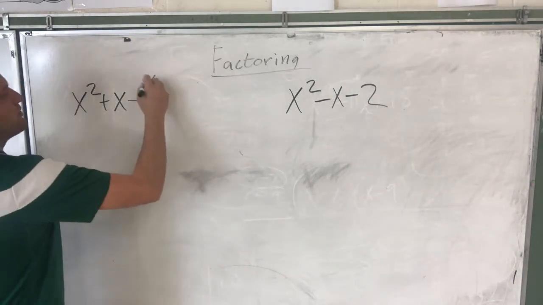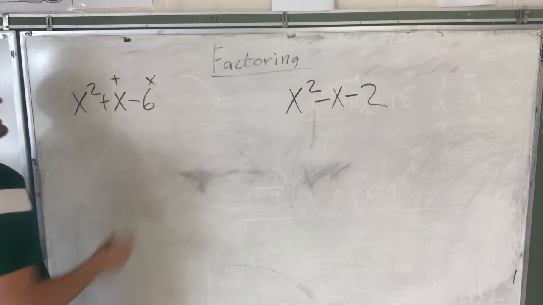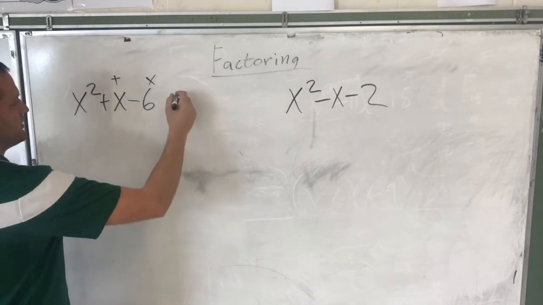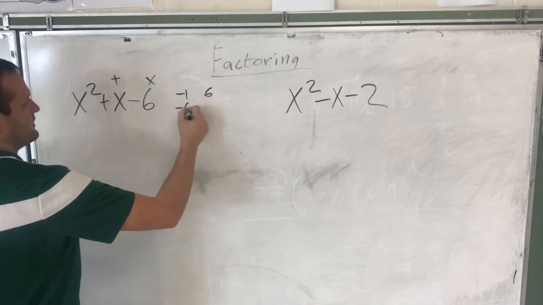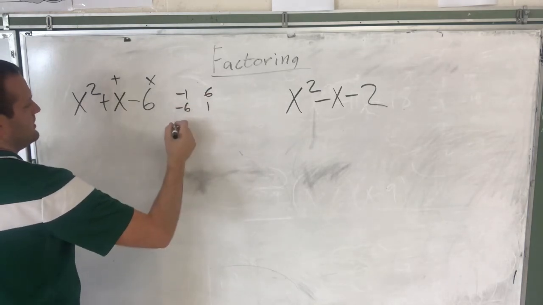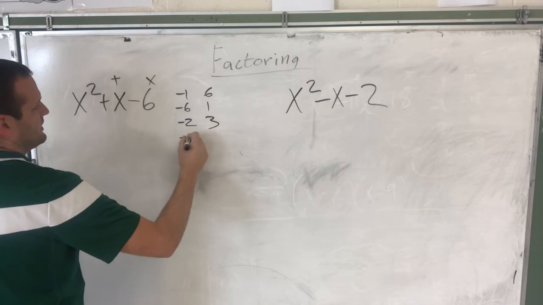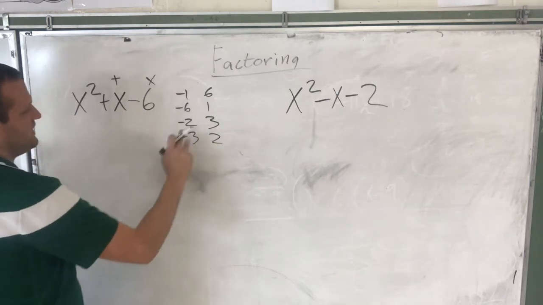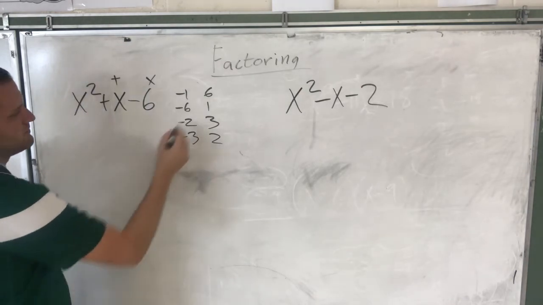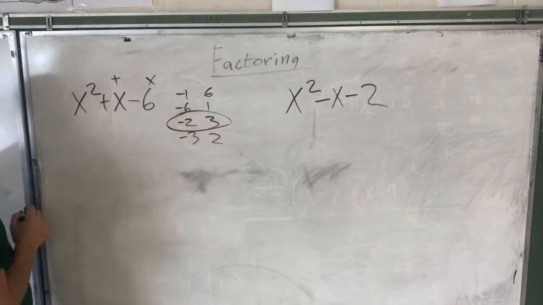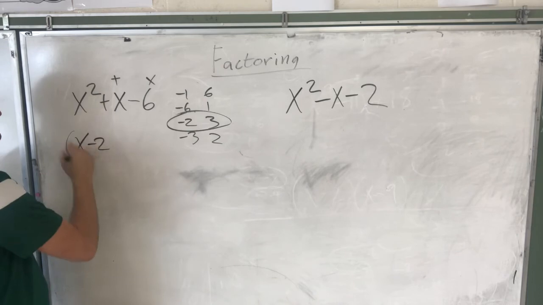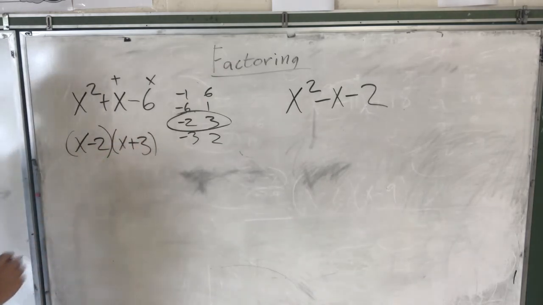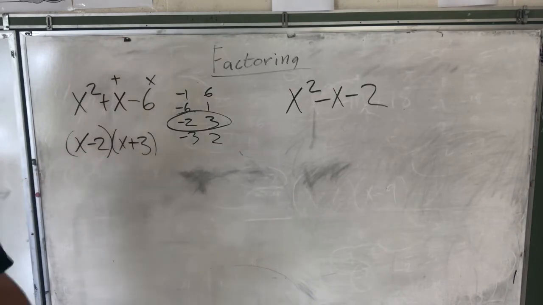What 2 numbers multiply to be negative 6, but add to be 1? Well, I'm thinking there's a negative, so it could be negative 1 and 6, negative 6 and 1, negative 2 and 3, negative 3 and 2. That's about all the possible answers. Which set of numbers adds to be 1? Negative 2 and 3 do. So x minus 2, x plus 3. And you could switch the order of those. It could be positive 3 first and then the negative 2.